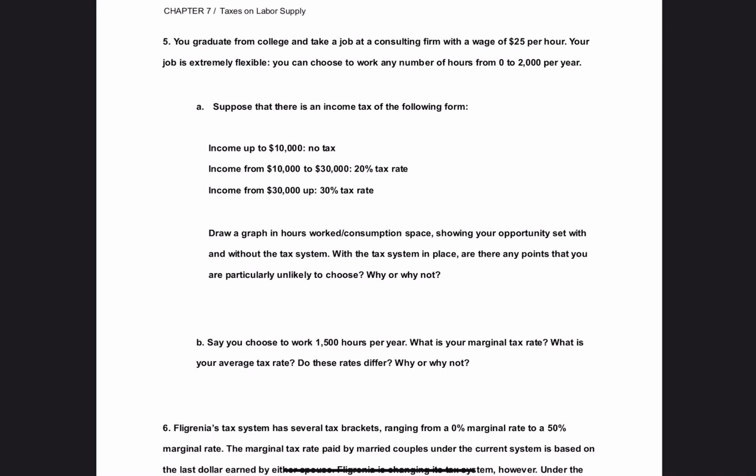So we are asked to draw a graph in hours worked consumption space, and we are supposed to show our opportunity set with and without the tax system. And the question is, if we have this tax system, are there any points that you are particularly unlikely to choose? Why or why not?